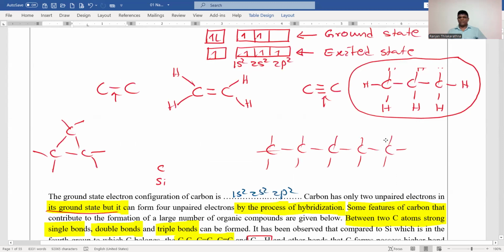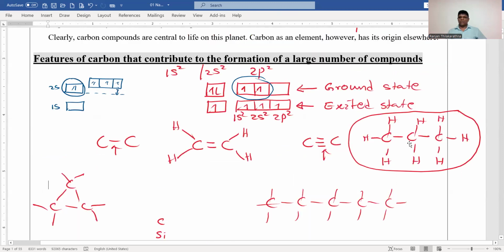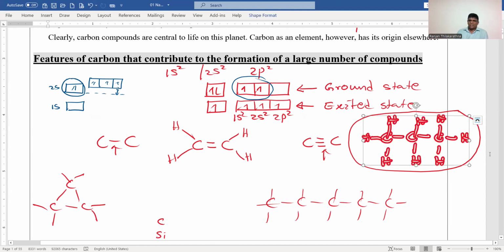Here you have three carbon atoms and it is cyclic, therefore it is called cyclic propane. This is not cyclic, but it contains three carbons, so it is called an acyclic compound, or just propane. Three carbon means prop, so it is propane.